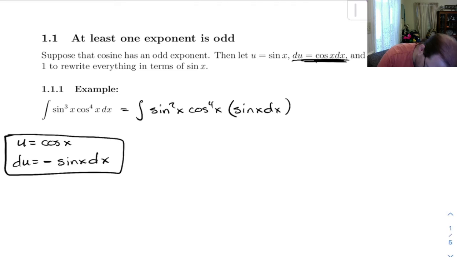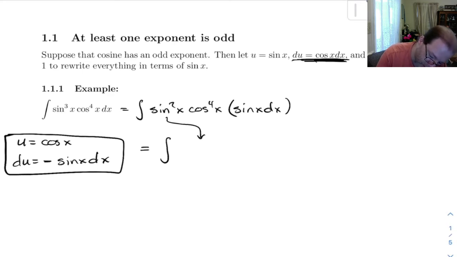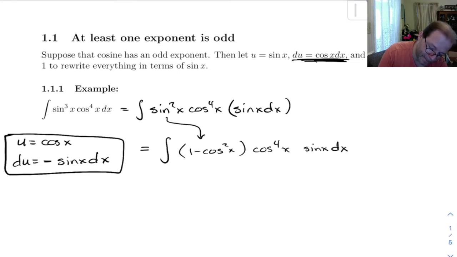And anyway, back to this problem. So we've got to rewrite the sine. I'm going to rewrite the sine using this: sine squared is 1 minus cosine squared. And now I can rewrite all of this with u. This becomes 1 minus u squared. Cosine to the 4th becomes u to the 4th. And then sine x dx becomes, let's see, negative du.